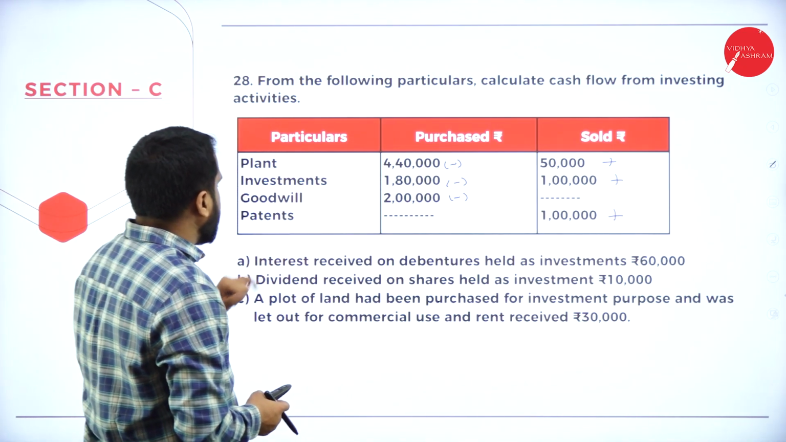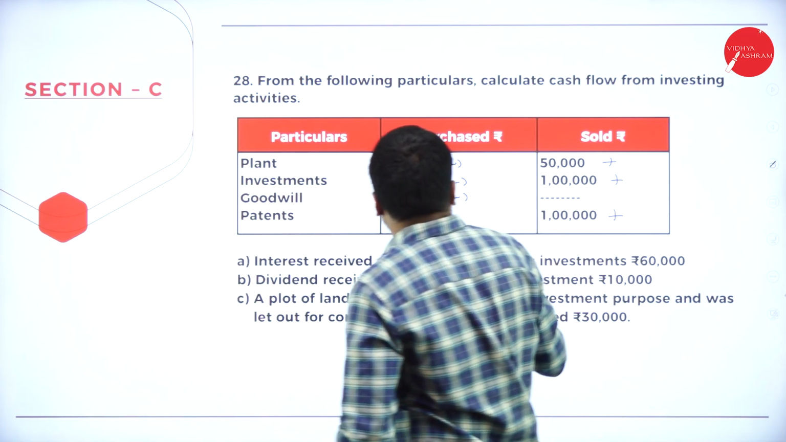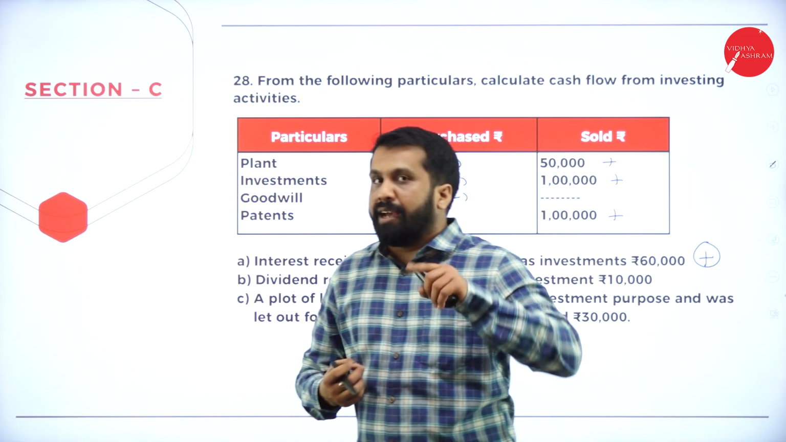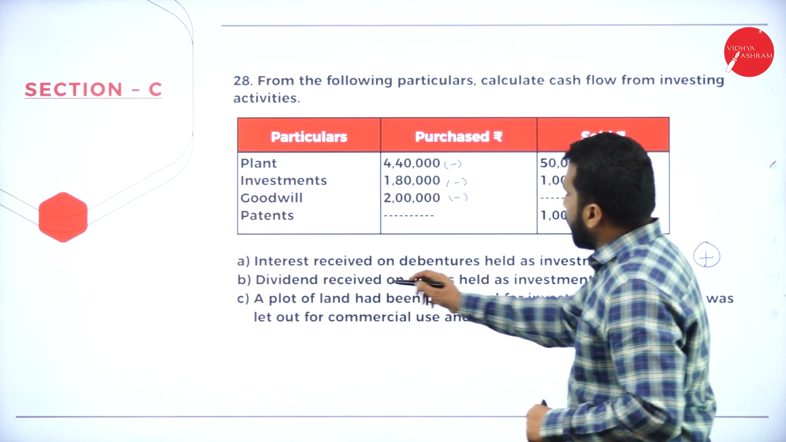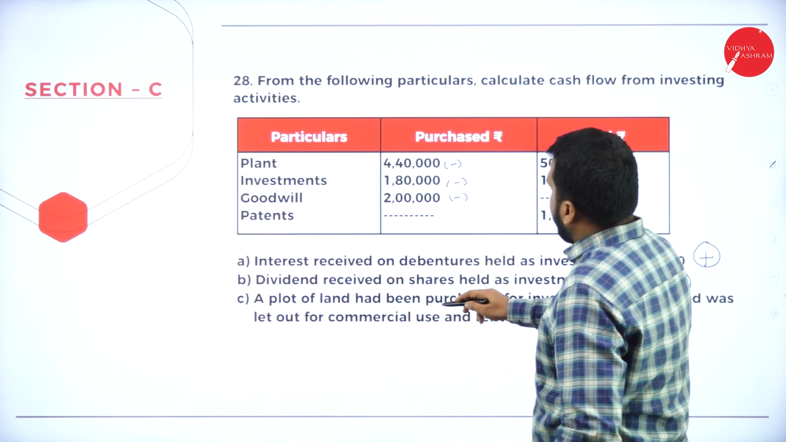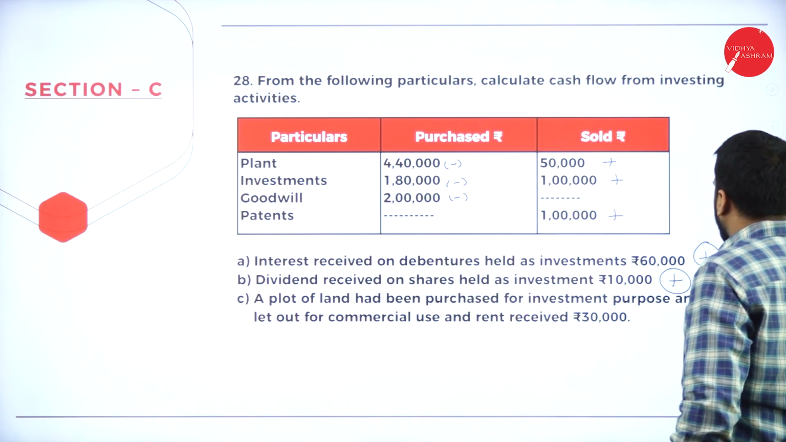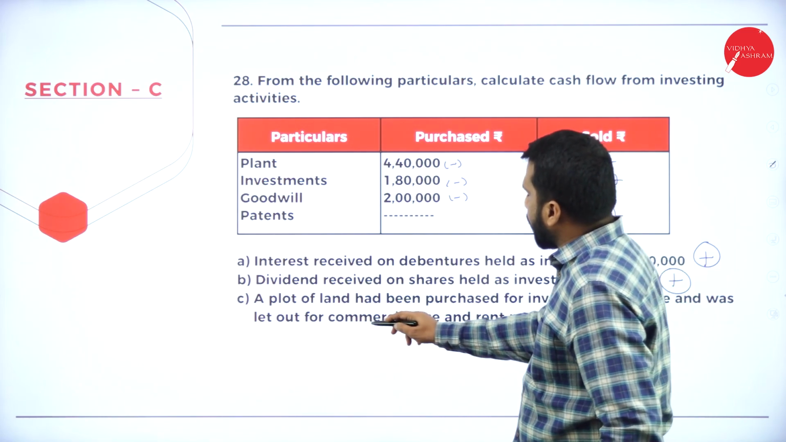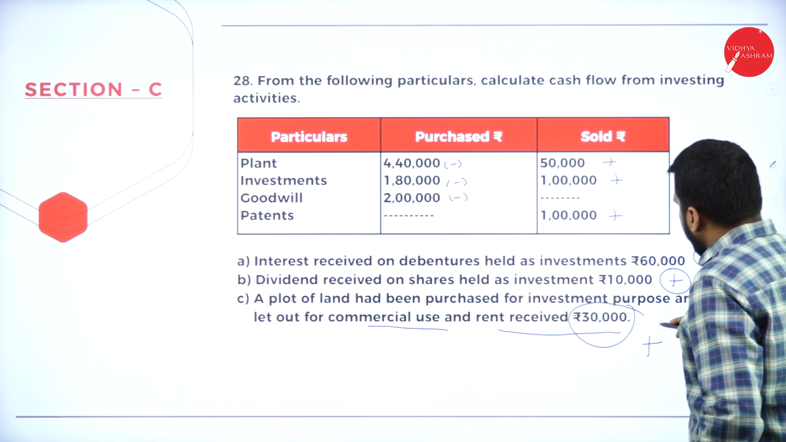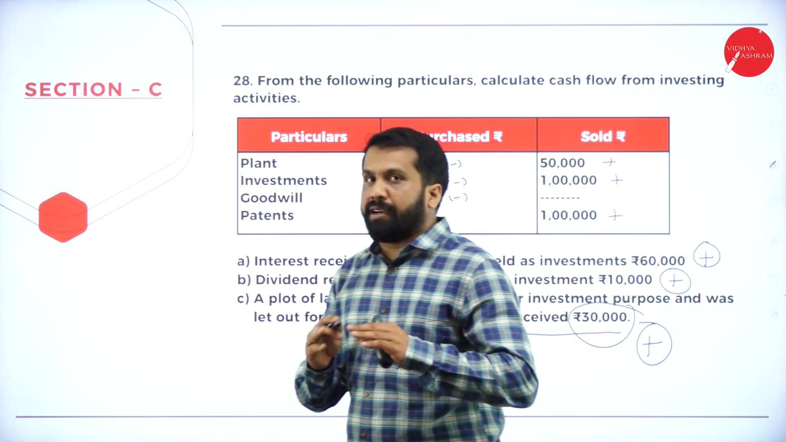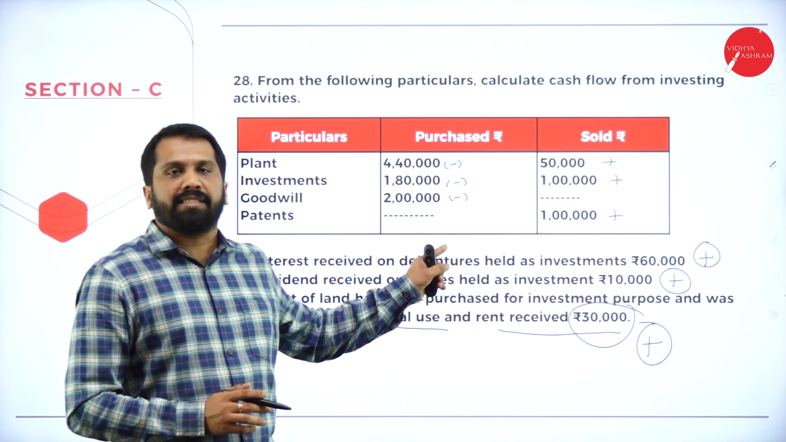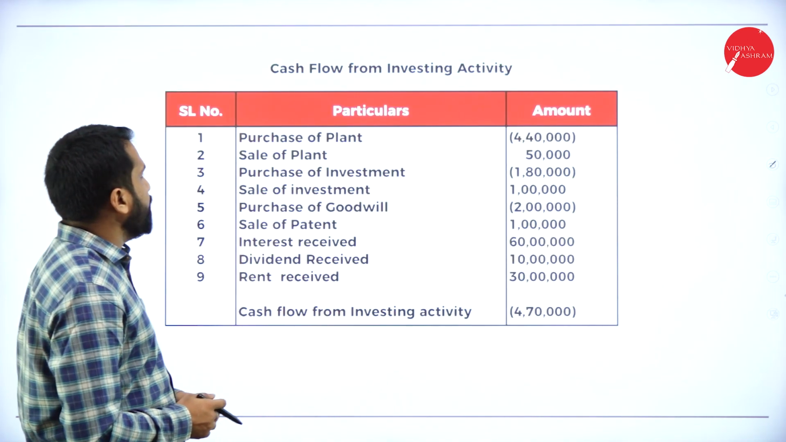Clear? Come to the points. Interest received on debenture, add. Anything you are receiving, add positive value. Dividend received on shares, add. A plot of land had been purchased for investment purpose and was let out for commercial use, and rent received, add. Wherever you are receiving, add. Wherever you are paying, minus. That much only is your answer for investing activity.